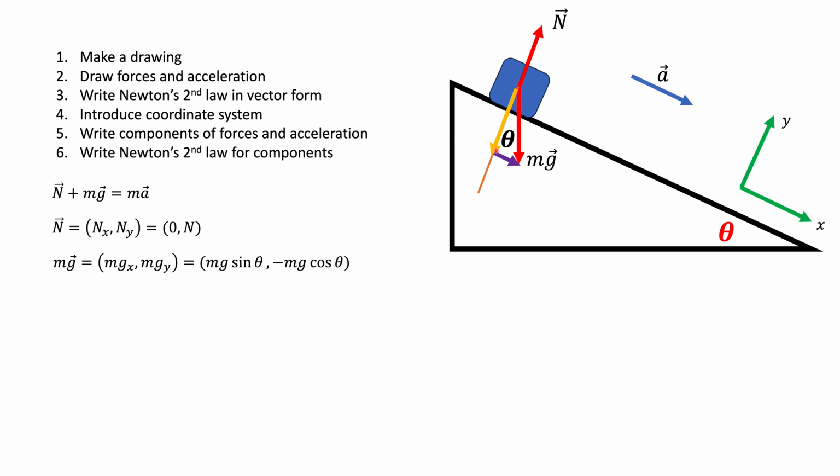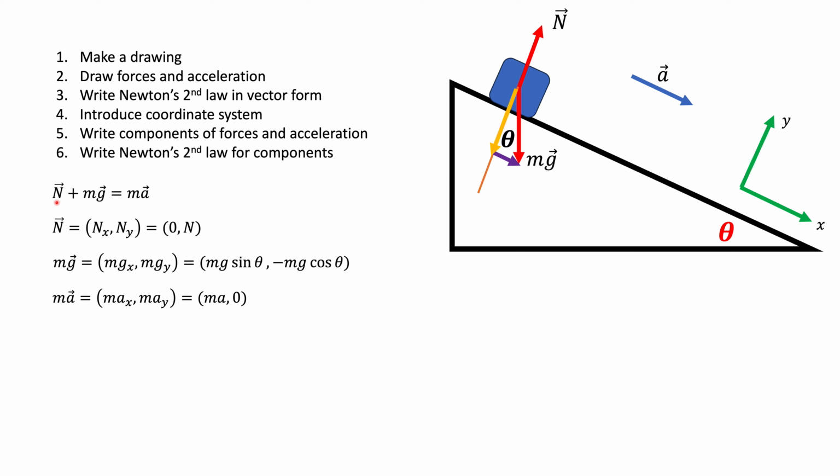Horizontal component will be mg times sine theta, vertical component will be minus mg cosine theta. Notice there's a minus sign here, and that's because the vertical component is going in the direction opposite of the vertical coordinate. Acceleration a is along the x direction, so it's going to have some component a in the x direction and 0 in the y direction. So now what we're going to do is to write Newton's second law for the components.